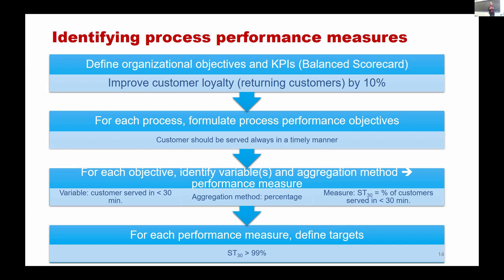You as a process manager, you are the owner of the order to cash process, and you try to decompose that, and you try to figure out why customers are not returning. You might run some questionnaires, or you might look at the data to figure that out, and you determine that, look, it's really timely service that we are not delivering. So let me set as an objective for the order to cash process to improve the timely delivery.